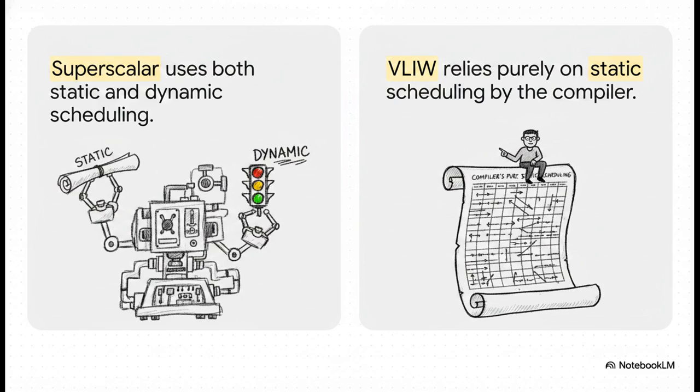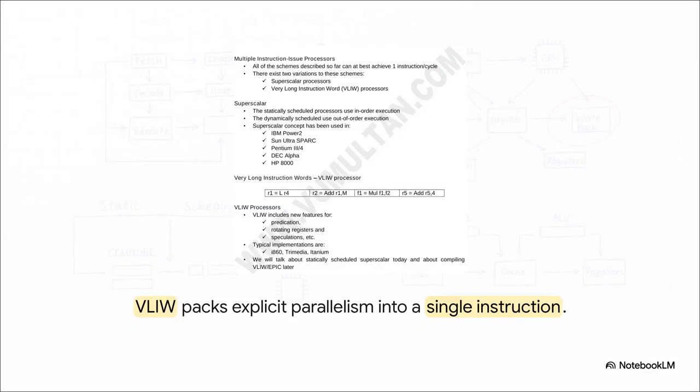On the other side, we have VLIW, or Very Long Instruction Word processors, which rely almost purely on the compiler's static scheduling to find that parallelism. In a VLIW processor, the compiler is doing all the heavy lifting up front. It analyzes the code and bundles multiple independent operations into one single, very long instruction word. So by the time the instructions actually reach the hardware, the explicit parallelism is already perfectly packed in. This completely offloads the massive complexity of dynamic scheduling straight to the software.